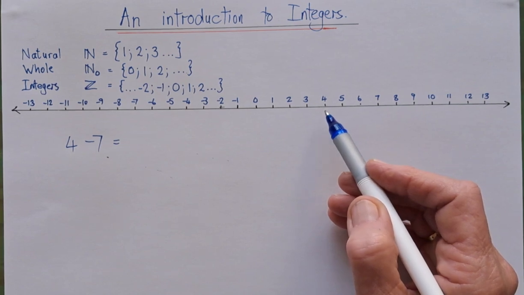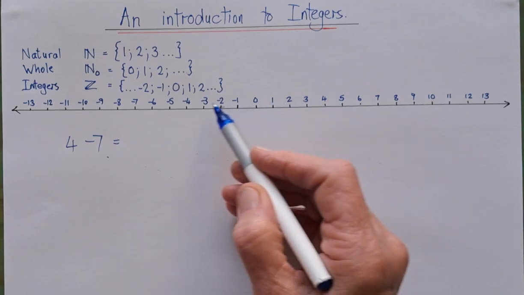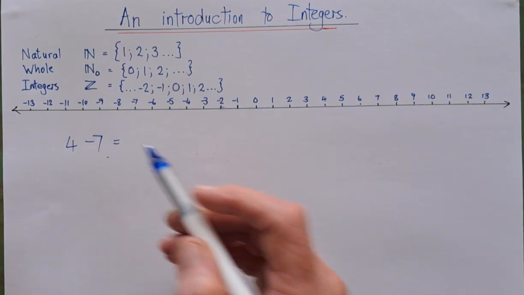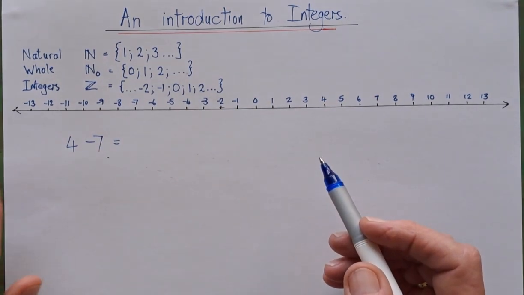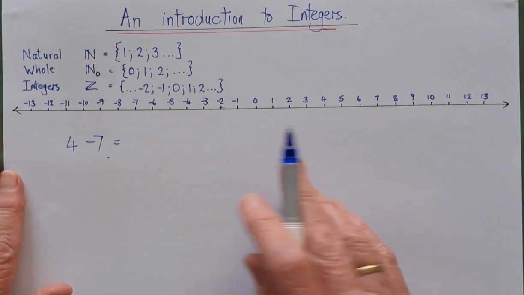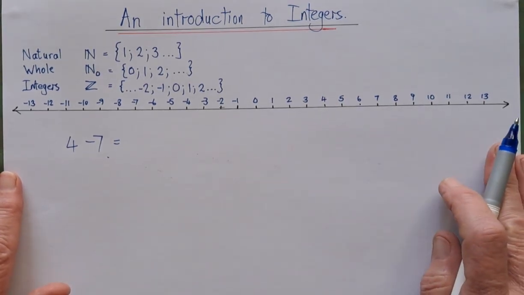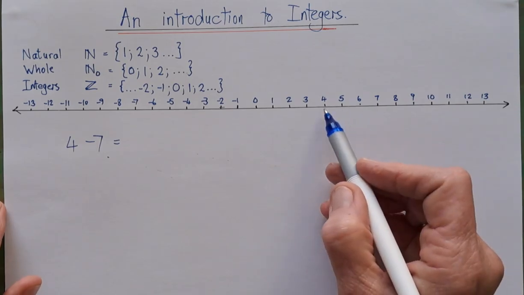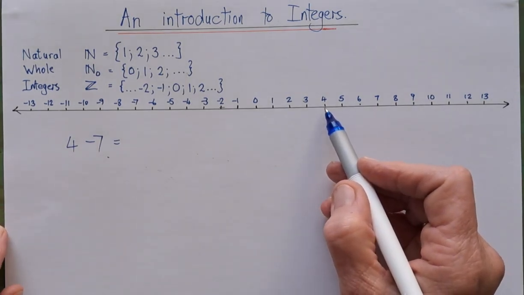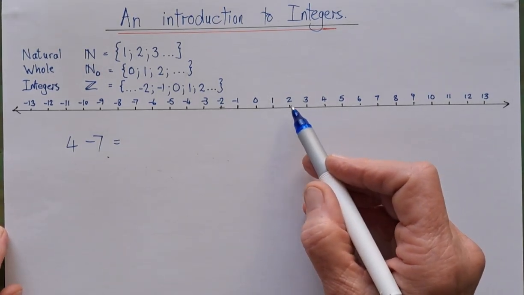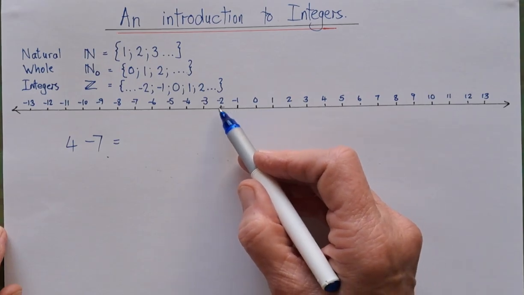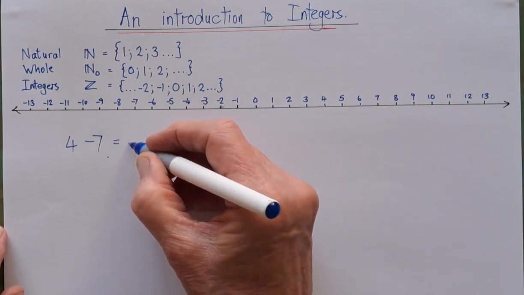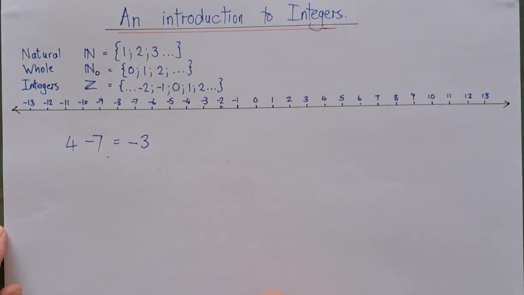So when we're subtracting, we're expecting a smaller answer. So we're going to be jumping to the left, where the further left we go, the smaller the value of the numbers. And the further to the right we go, the greater the value of the numbers. So if I'm starting at 4 and subtracting 7, I'm going to go 1 jump, 2, 3, 4, 5, 6, 7, and I'm going to end up on -3.